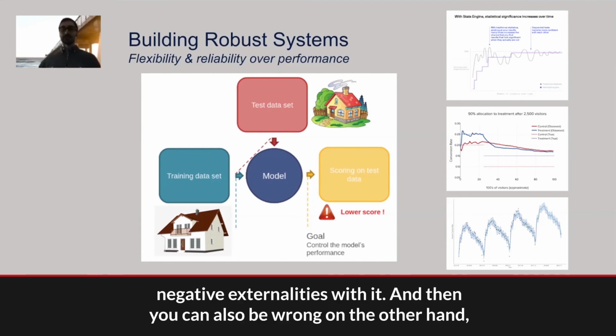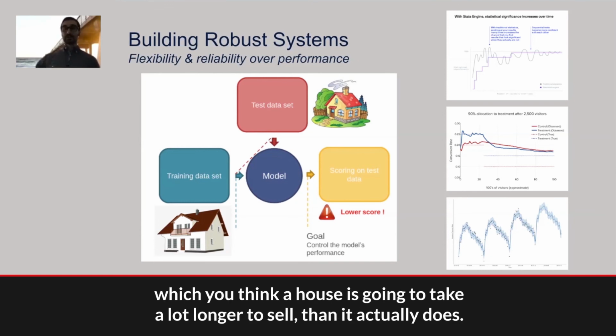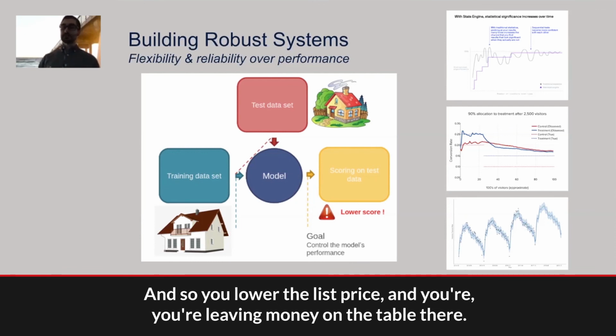And then you can also be wrong on the other hand, where you think a house is going to take a lot longer to sell than it actually does, and so you lower the list price, and you're leaving money on the table there.